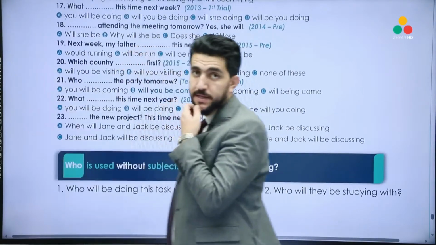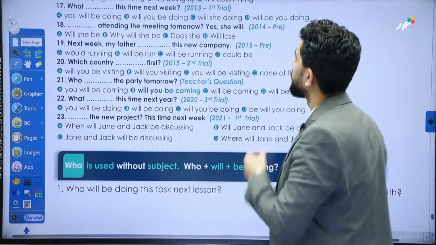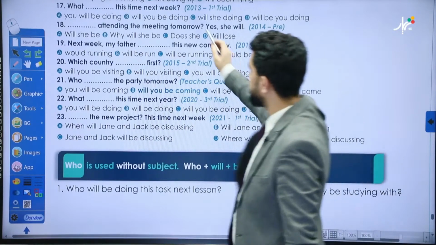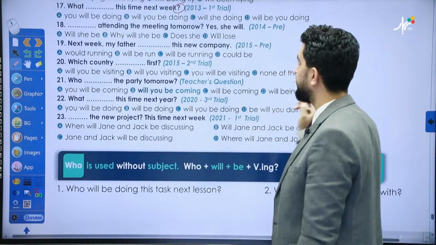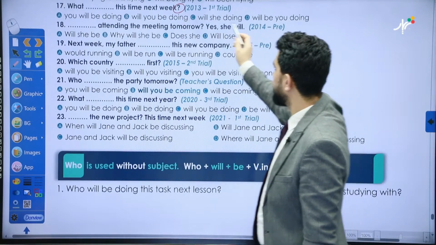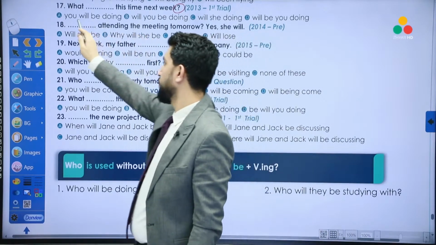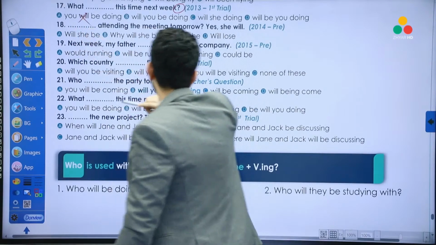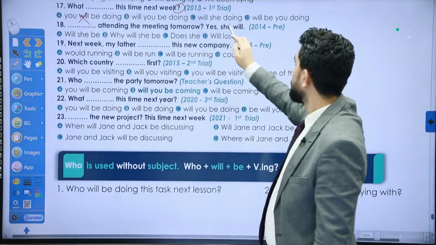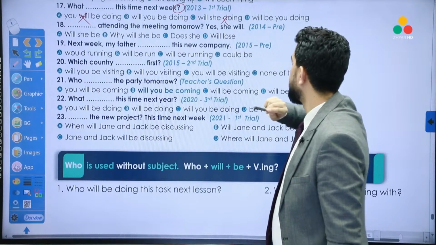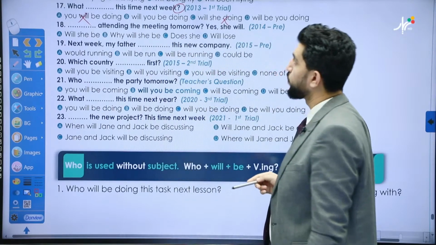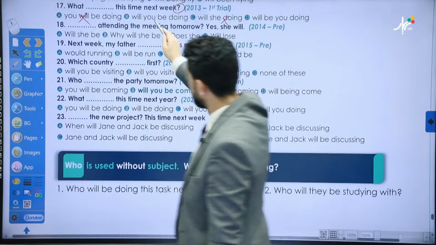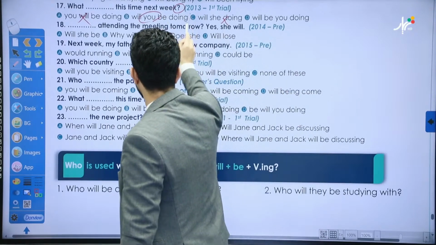Yes. Number 17. What this time next week? Since we have a WH question, that means we need to have will at the beginning. Will is not at the beginning. Wrong. Will she doing? Wrong. There's no be. Will you be doing? What will you be doing? We need a subject here, right? So this is the correct answer.